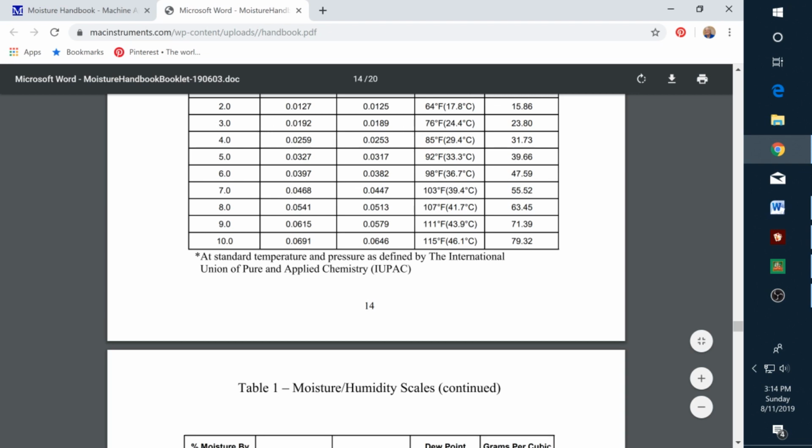So that would be 100% relative humidity. Now if you happen to have a 50% relative humidity in a room that's at 76 degrees Fahrenheit, you would have half that amount of moisture by volume, or it would be 1.5% moisture by volume.